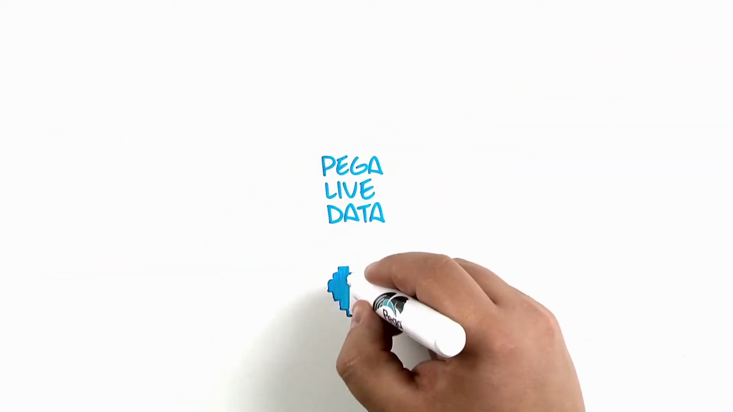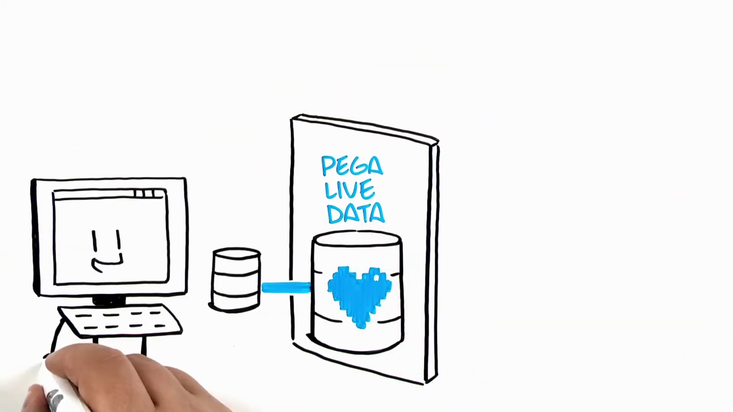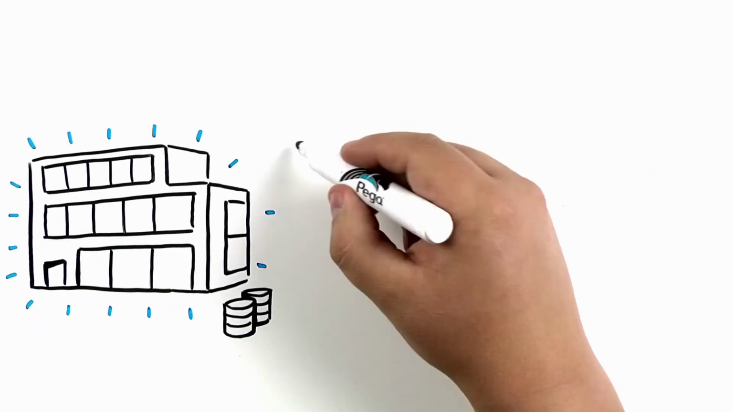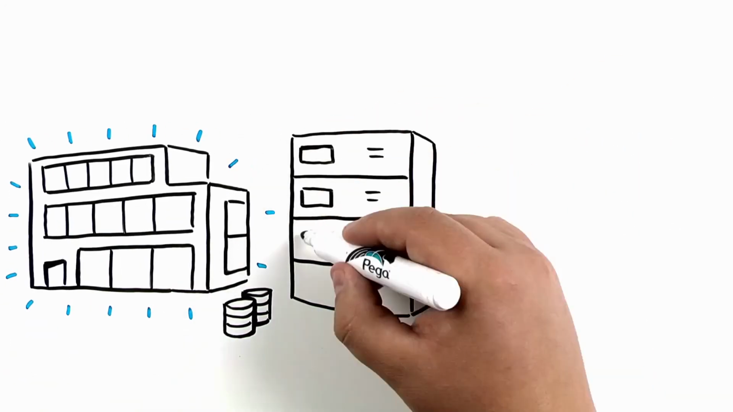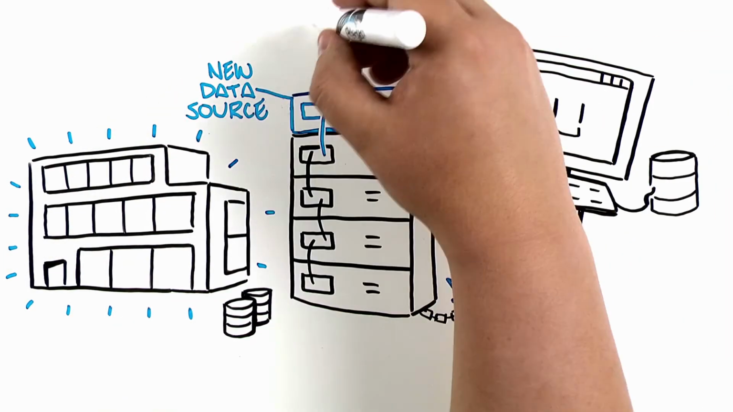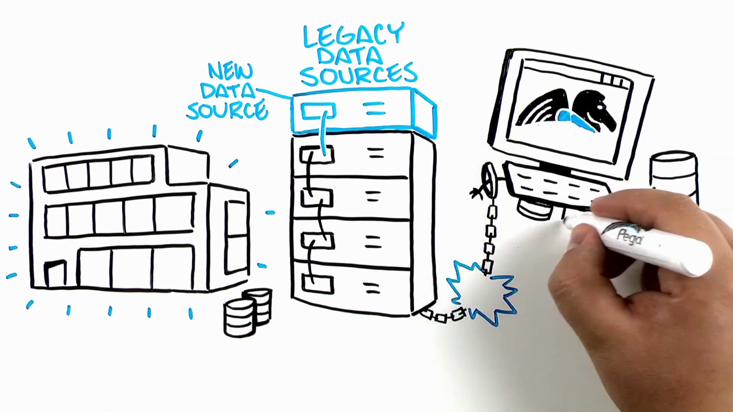Live Data liberates your valuable data from the mundane details of where and how it's physically stored. By encapsulating a business view of data, you insulate your applications from changes to underlying data sources, triggered by mergers or system consolidation. Your applications are not shackled to your legacy data sources, but are free to evolve to meet the changing needs of your business.